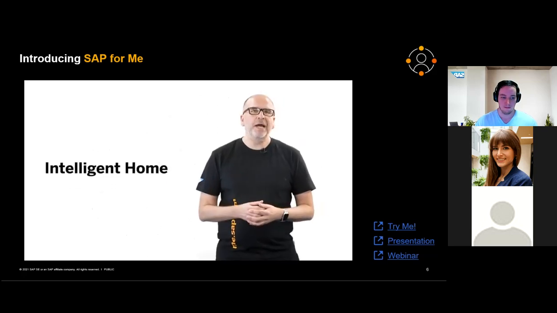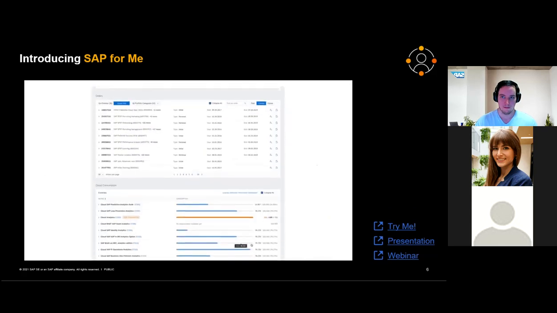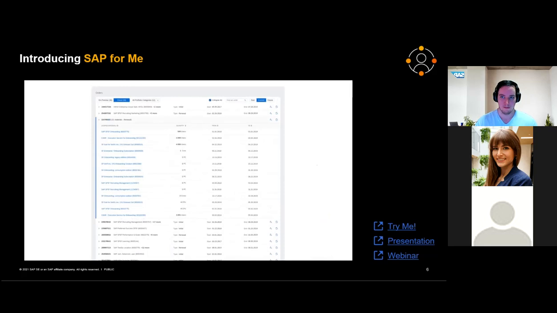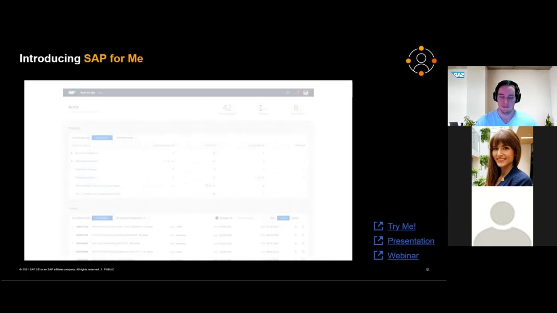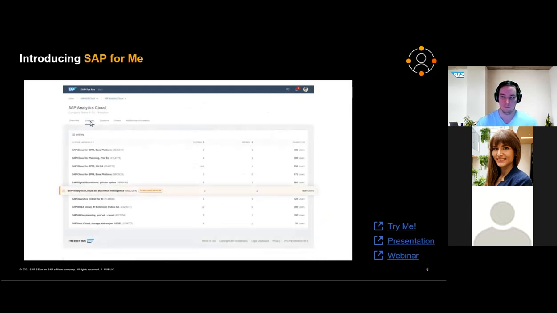The Intelligent Home area is at the heart of SAP for Me. Based on your preferences, it provides functions, metrics, and more, everything tailored to your needs. The Intelligent Home will evolve over time and will become much smarter. It will make you aware of certain situations and will proactively guide you to solve them.